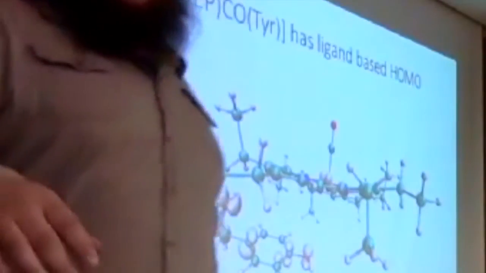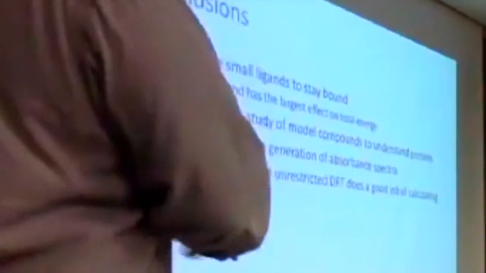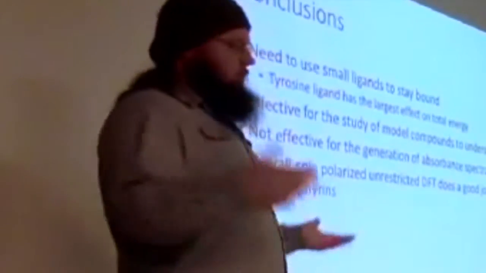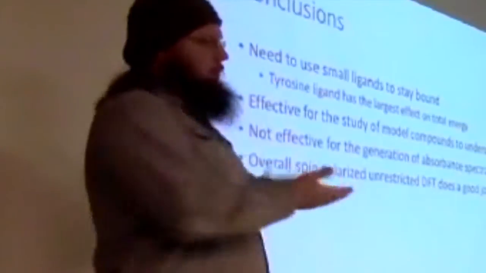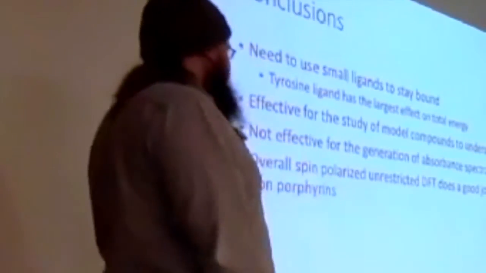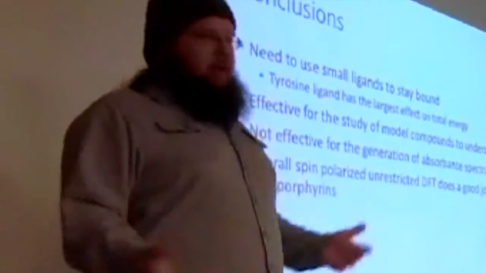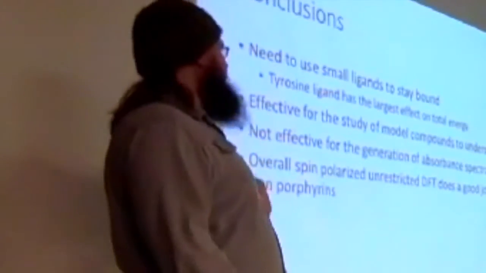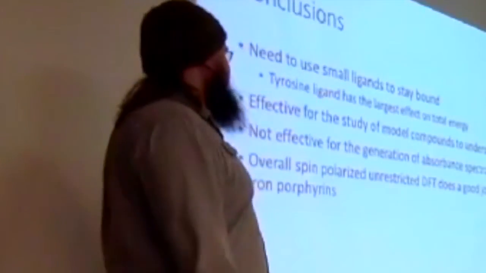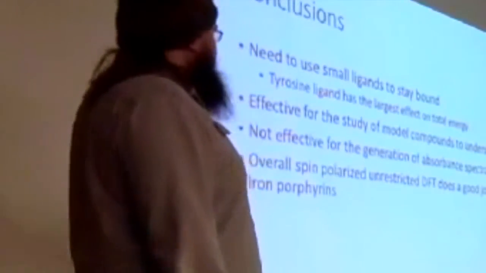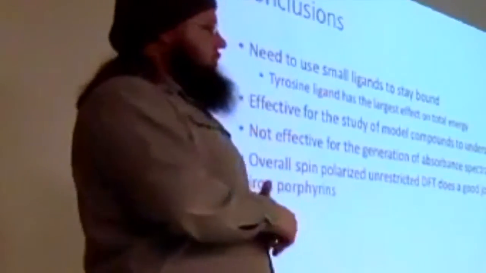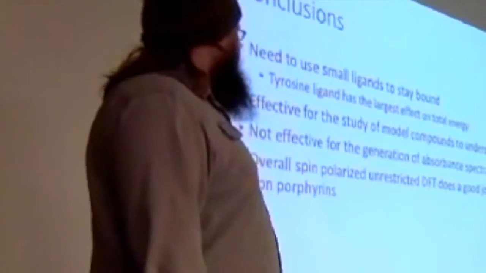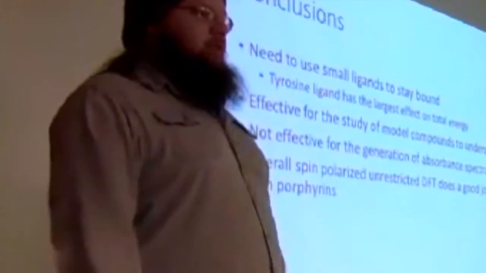So with that, I'm going to give you some conclusions. First one is you want to use smaller ligands. Obviously, the tyrosine fell off. It was pi stacking with the ring. Obviously, that's not what we wanted to look at. We wanted to look at what happens when we have ligands on there. So that's why the tyrosine ligand had such a large effect. And what we need to do is use smaller ligands without the whole amino acid backbone on there. Otherwise, they won't give us results that we're looking for.